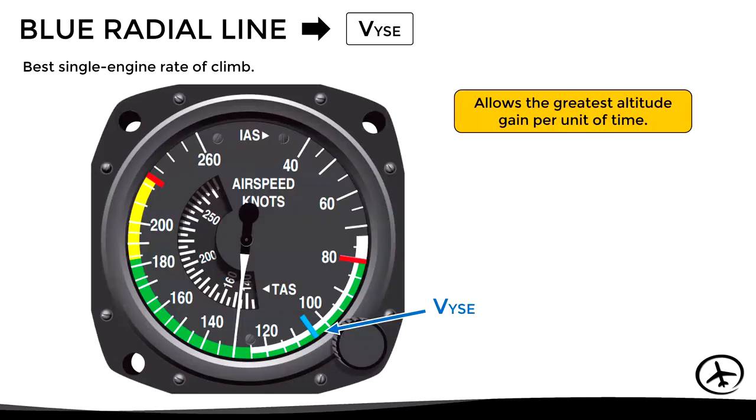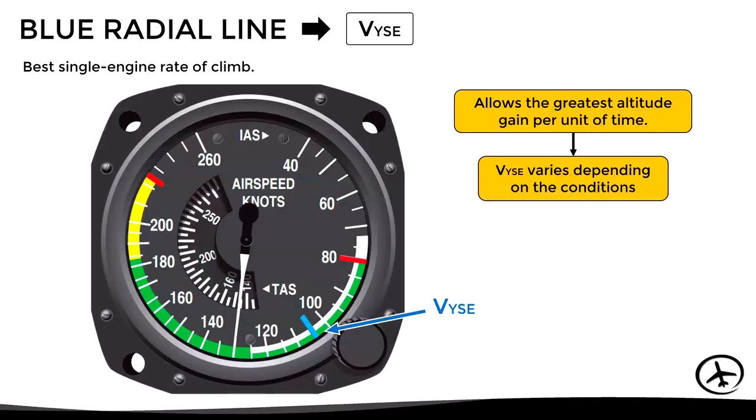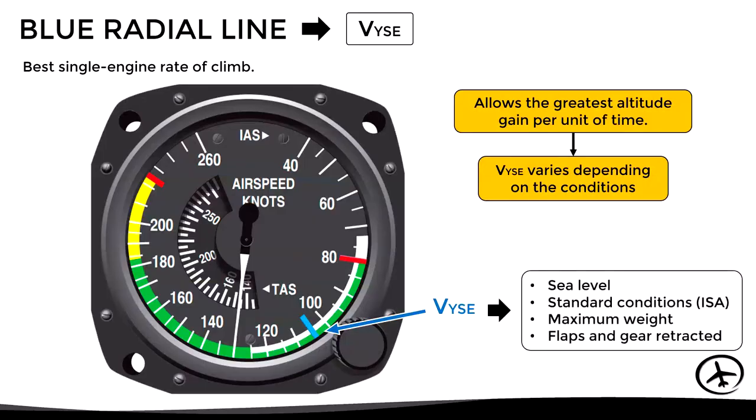Now, something to note here is that the VYSE does not have a fixed value, it varies depending on conditions. So, the speed marked in the instrument with the blue line corresponds to the actual VYSE only under the following conditions: sea level, standard conditions, maximum certified weight, and flaps retracted. If any of these conditions change, the VYSE will also change. So the pilot must take this into account when operating the aircraft in different scenarios.